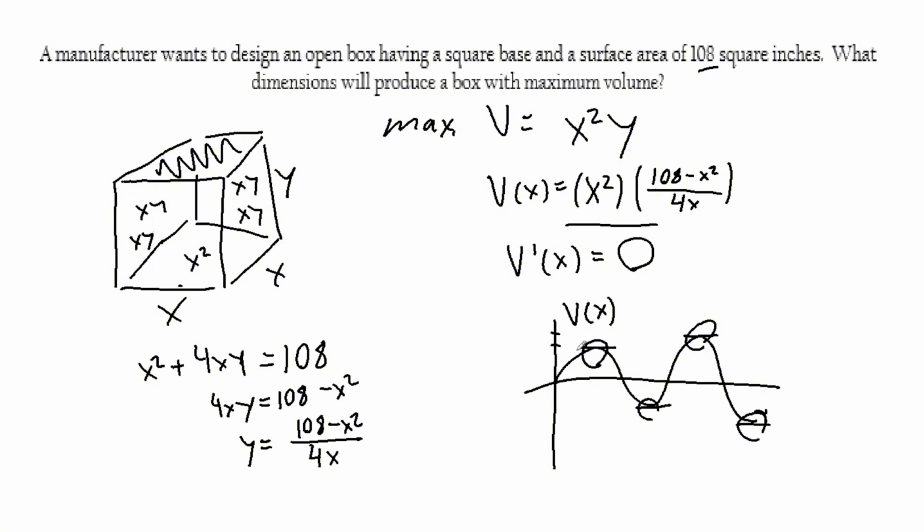And these points represent the volume, right? The output, this is x, obviously, and the output represents the volume of the box, right? So this axis represents the volume of the box. So we want to find where it's at a maximum so that we can have the maximum volume.